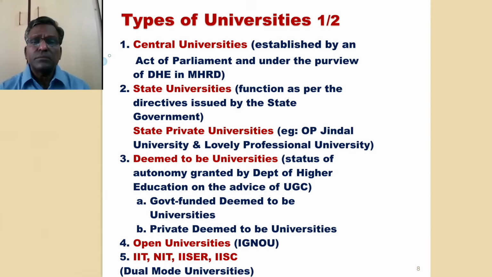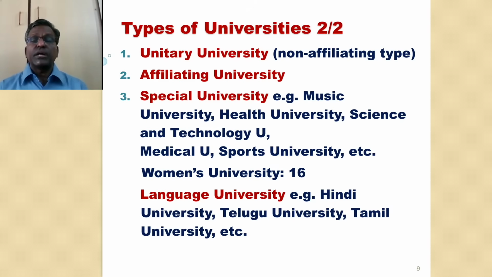Okay, now I would like to talk of some more types of universities. You have unitary university. I have already talked about what a unitary university is. A unitary university, unlike a regular university, does not have affiliated colleges under its fold. Banaras Hindu University or Aligarh Muslim University, they would be very good examples of a unitary university. An affiliating university. Madras University is an affiliating university. Bombay University is an affiliating university.